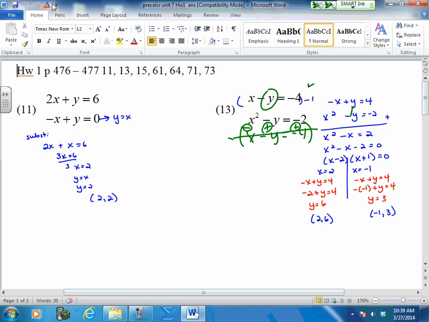Out comes my y's. I factor, move this to one side. Whenever you have x squared and x, factor, set them equal to 0. Remember, you also need a y to go with your x.